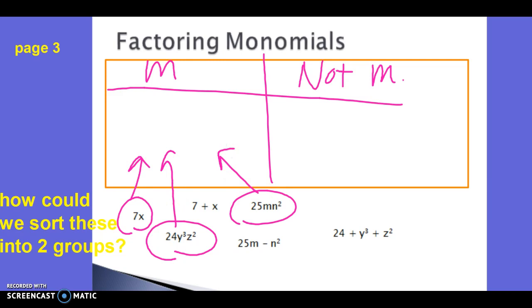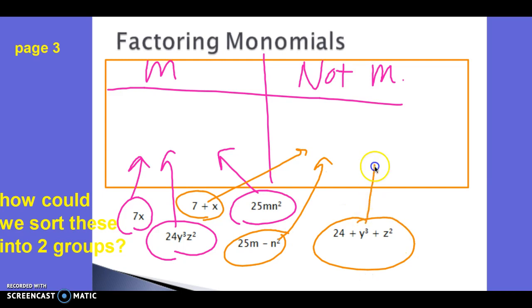The things that are not monomials will have adding or subtracting signs separating the terms. So this is not one, this is not one, and this is not one. And again, you can write those in your chart. So monomials are considered one term, and the things will all be multiplied together, not added or subtracted.